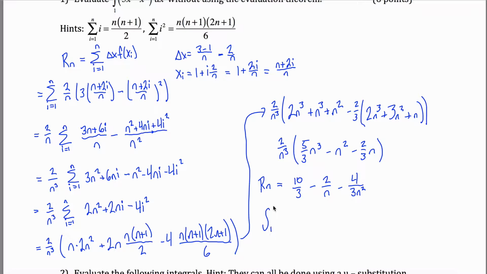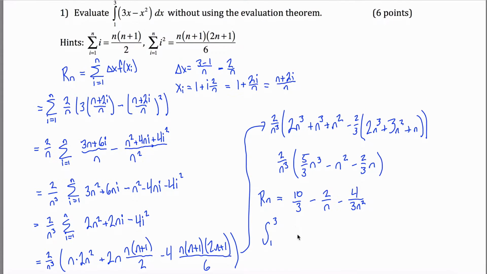And the integral from 1 to 3 of this function, which was 3x minus x squared dx, is equal to the limit as n approaches infinity of Rn, this thing right here. Well, as n goes to infinity, this goes to 0 and this goes to 0, so I would just have 10/3 left over. If you feel like checking your answer, you can pretty quickly.